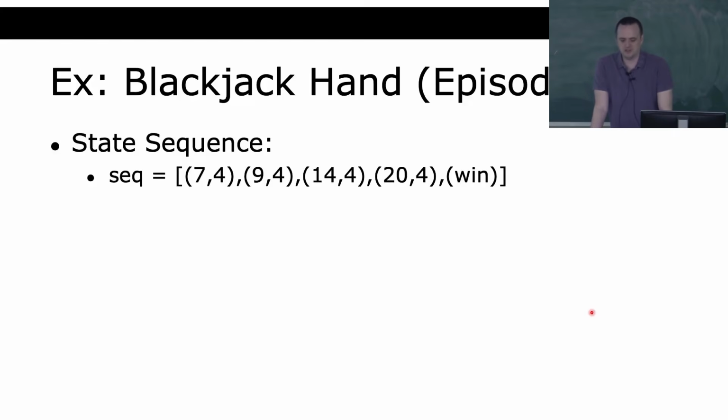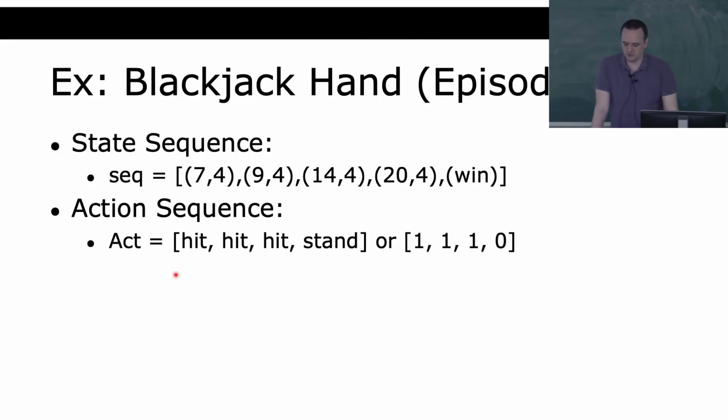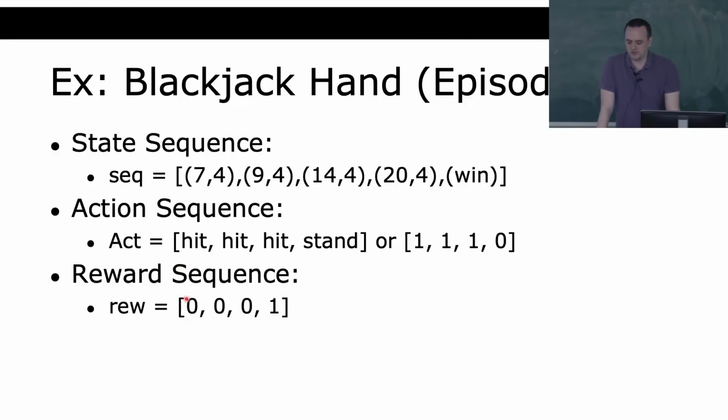Now, let's look at the whole episode in a little bit easier format. So the state sequence was state 7-4, 9-4, 14-4, 24, and win. So that was the state sequence that we went through. The action sequence was hit, hit, hit, stand. Or, if you're doing this with integers, it might be 1, 1, 1, 0, or whatever my actions were. Did you have a question? Can I just finish this slide first, and I'll get to your question? So the reward sequence was 0, 0, 0, 1.